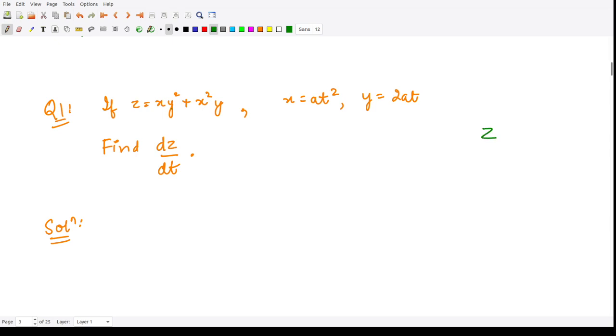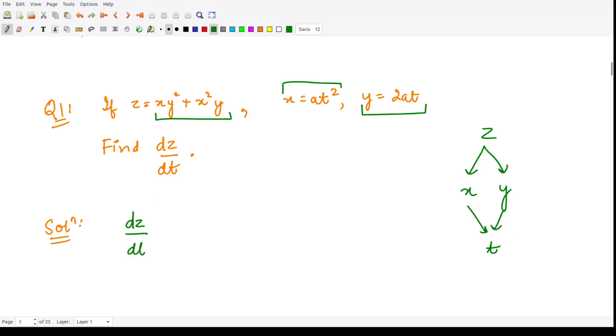So z here, if you see, is a function of x and y. And if you see x, that is a function of t, y is a function of t. So both x and y are functions of t, and we wanted to calculate dz upon dt. So what would be this? So you could again move from z to t from this path. So according to this path, our answer would be, firstly, del z upon del x and then the complete derivative of x with respect to t.